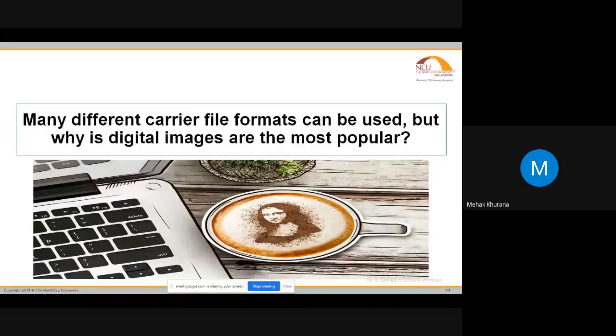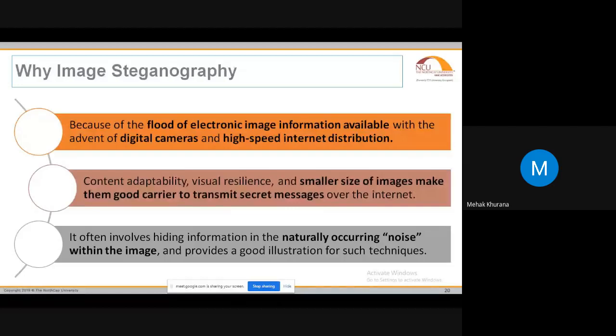Next slide, please. So I've already told you, this is the flood of electronic images. We are using images because digitally an image can be transferred very easily with the high speed of internet. Images have very small size. They are not very big like videos, and audio has a larger size compared to images. So it becomes difficult, and people do not mainly communicate with video and audio. In text we also deliver messages, but it is used less and it is easy to identify inside the text. Image becomes a good carrier to transmit the secret message.